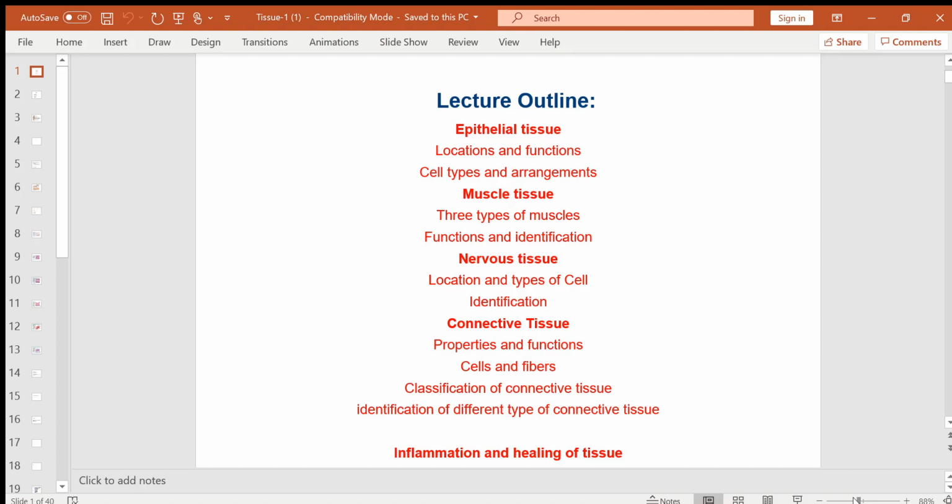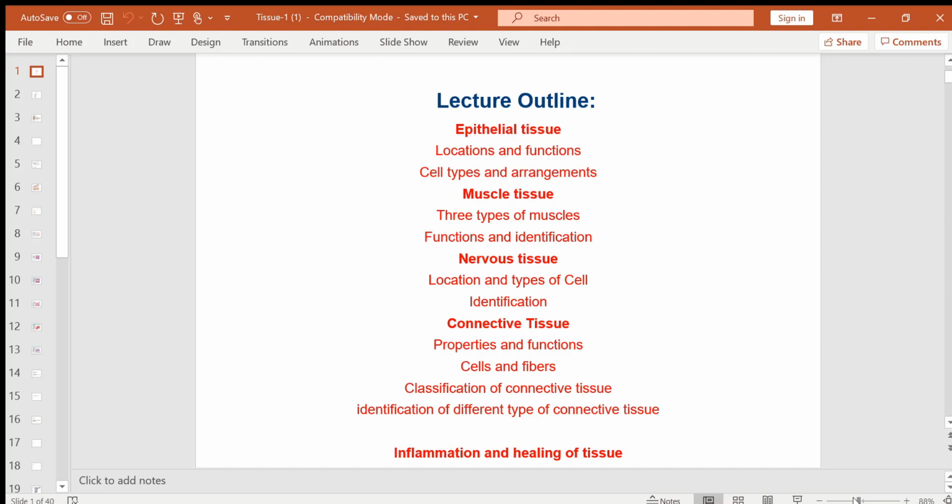As you know, the tissue is a collection of many similar cells. Many similar cells group together or join together to form a tissue. There are four different types of tissues in the human body. We'll talk about those four different types of tissues.